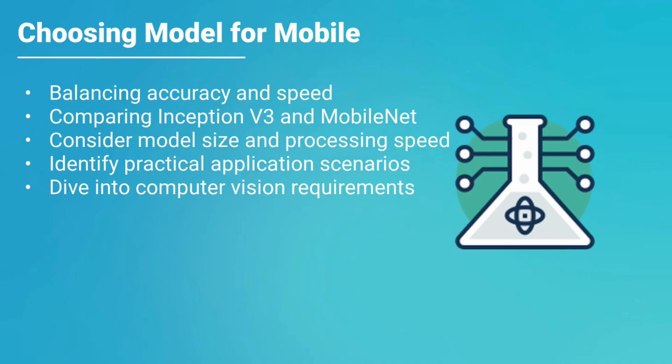Choosing between Inception v3 and Mobilenet models for mobile device applications can be a critical decision for developers aiming to balance accuracy and speed. Each model has unique advantages that serve different requirements in computer vision tasks. In this session, we will dive into the specifics of when to use Inception v3 versus Mobilenet, considering factors like model size, accuracy, processing speed, and practical scenarios.